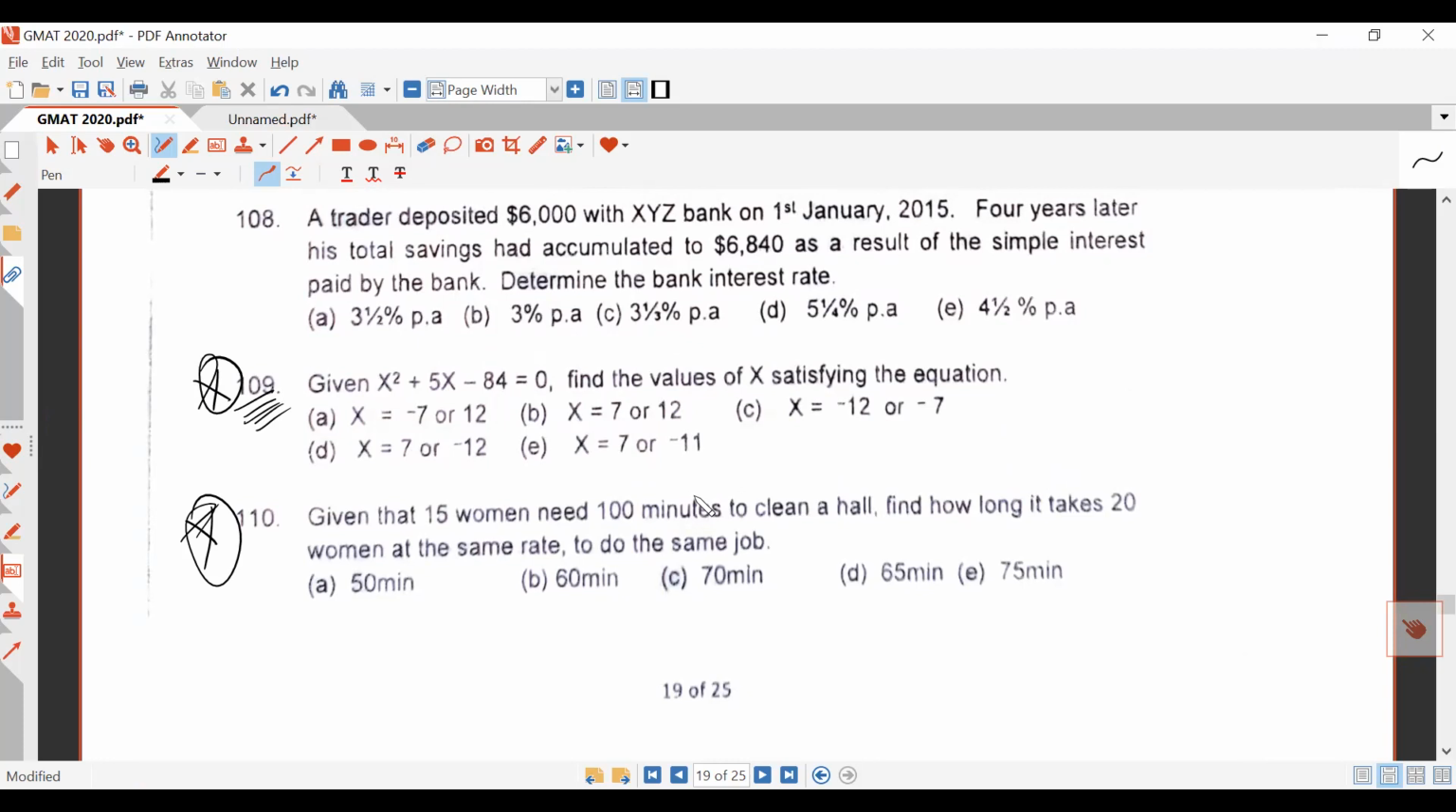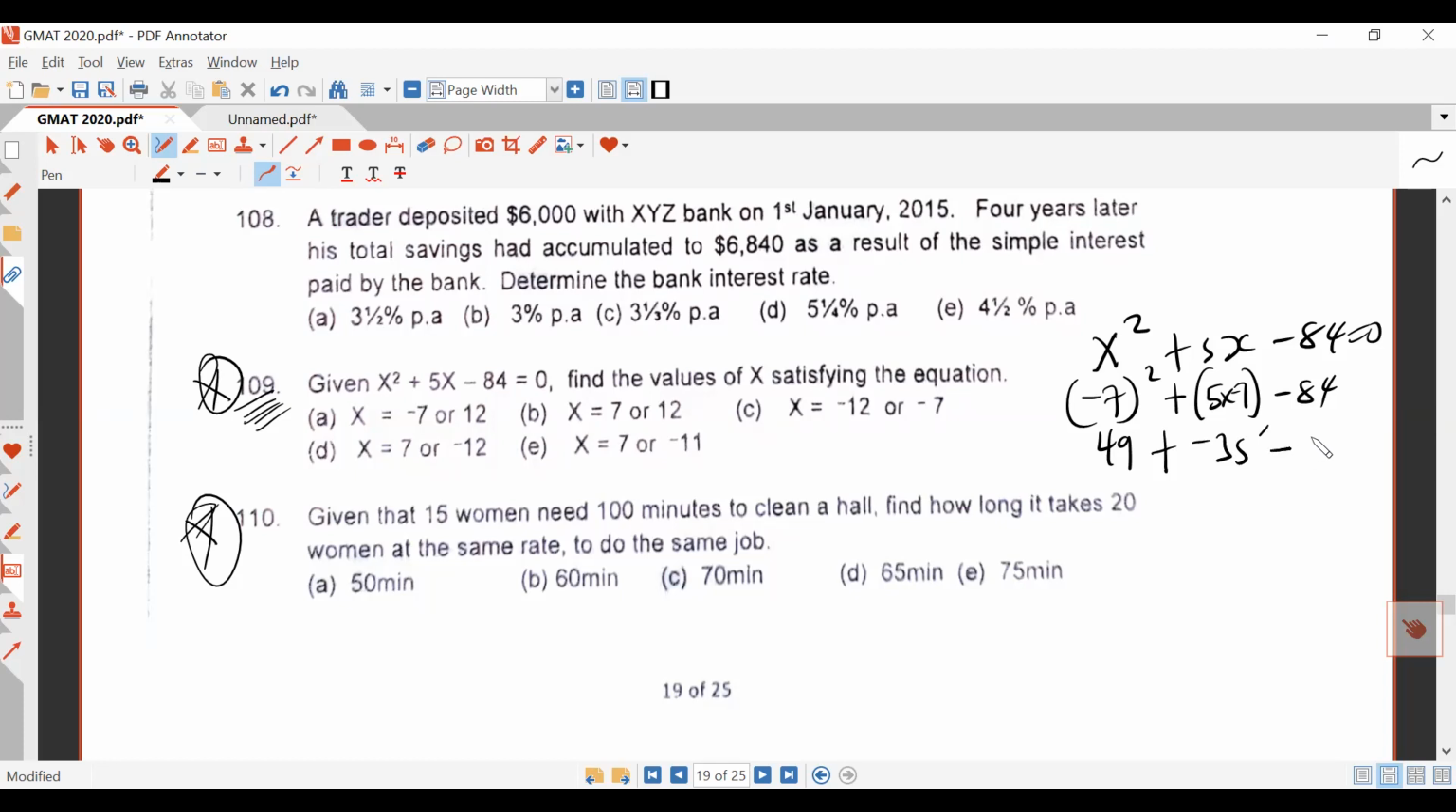I think, yes, please. If we are given such, we can use one of those answers to see if we can get that equation and get a 0. So we can start with A and say negative 7 squared, that is 49, plus 5 times negative 7, it's negative 35, then minus 84. So negative and negative will give us a bigger number. So this one will not give us 0. Which means that negative 7 is out.